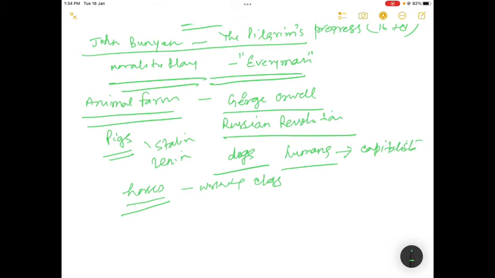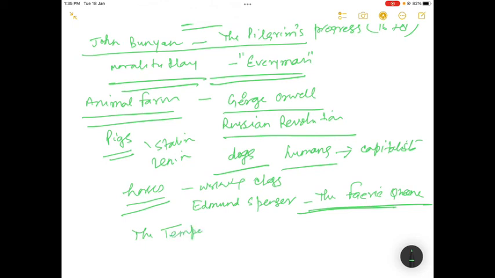Apart from that, we have in the Elizabethan age one poem by Edmund Spenser, and that is The Faerie Queene. The Faerie Queene. This is an example of an allegory. To a certain extent, we have some traces of allegorical points in The Tempest also by Shakespeare. You can also take The Scarlet Letter by Hawthorne as an example of allegory.